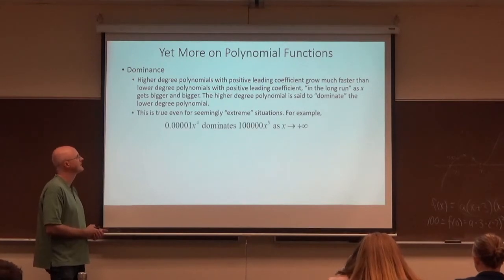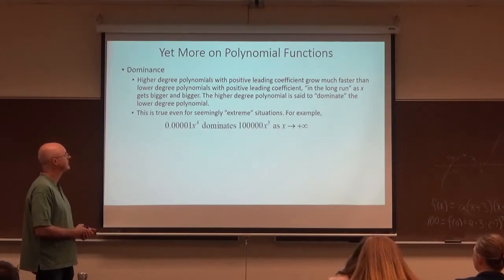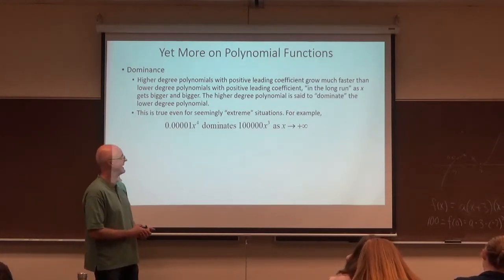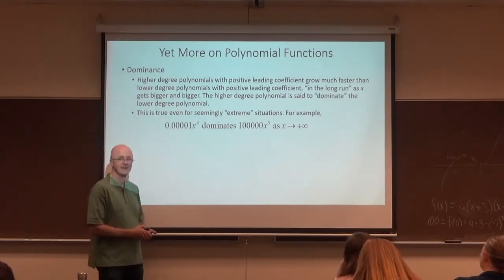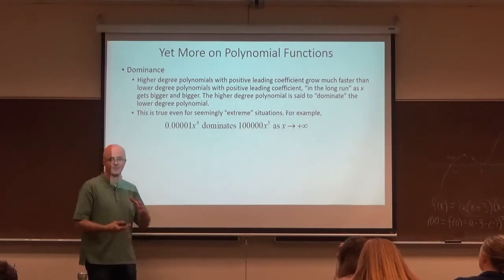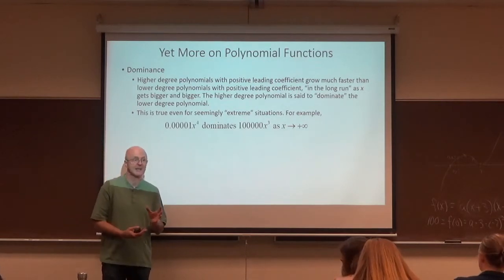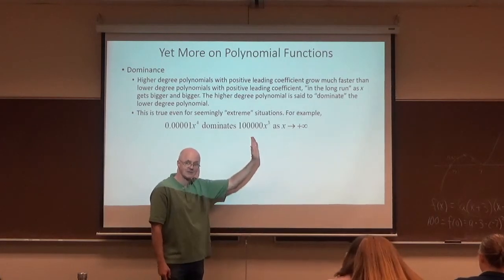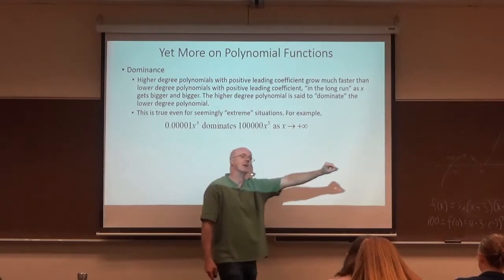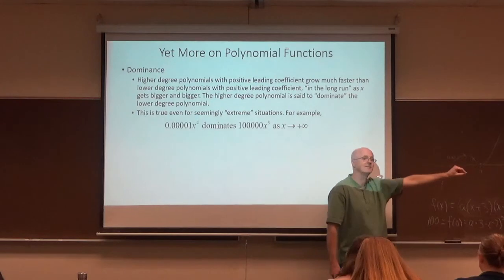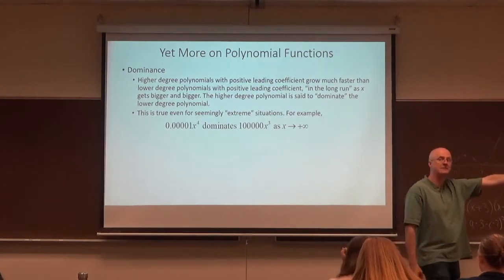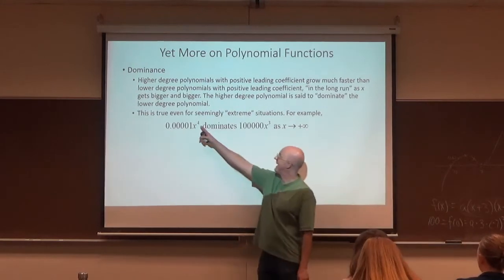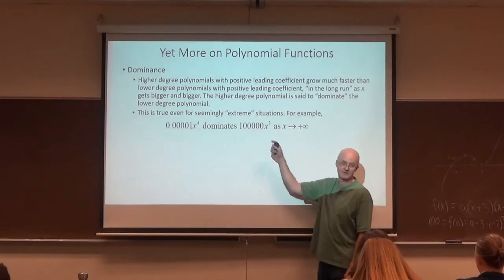This came up in the homework. For example, 0.00001 x to the 4th dominates 100,000 x cubed as x goes to plus infinity. If you graph these in the same picture in the calculator or Mathematica, it's going to seem like this one's dominating. It's going to seem like that one's growing faster. But if you go out far enough to the right, maybe x has to be millions or billions or trillions, eventually this 4th degree, because it has a higher degree, is going to go higher than this one.